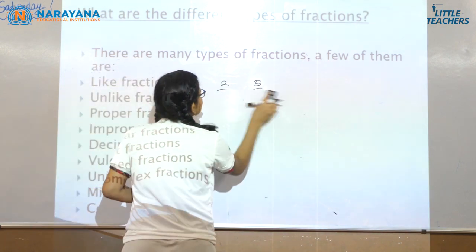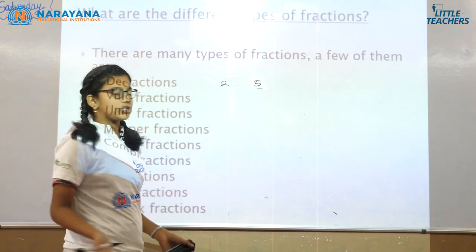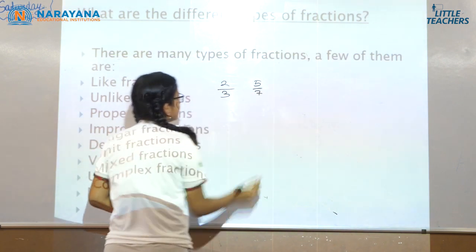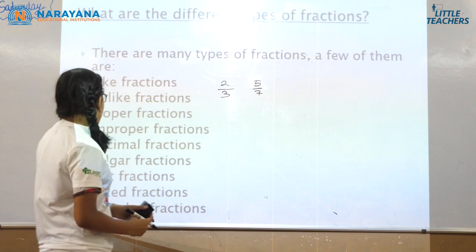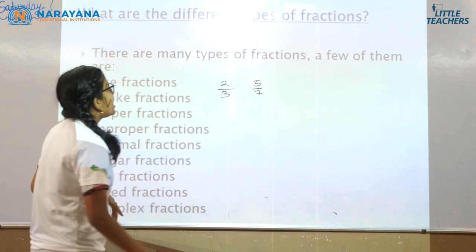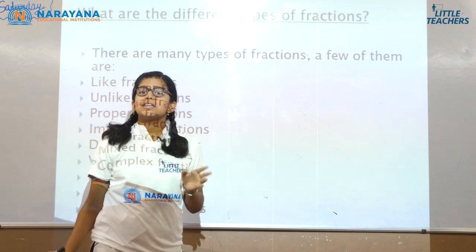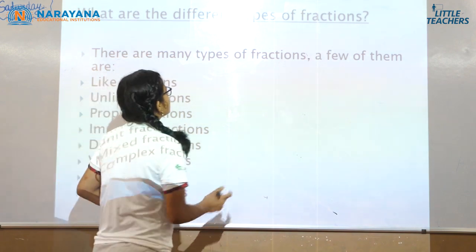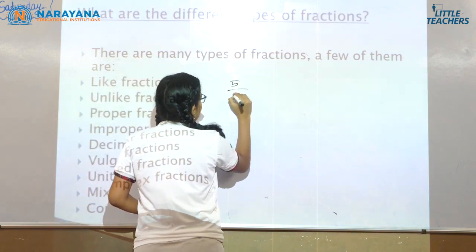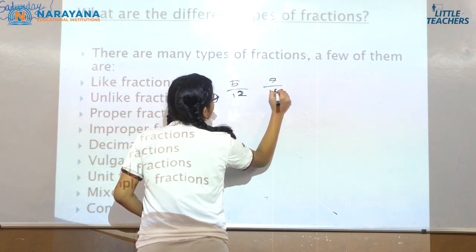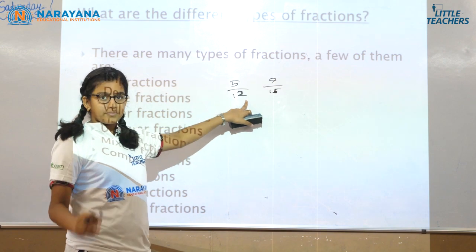Next, unlike fractions means when the denominators are different. So, if I take 2 by 3 and 5 by 7, these are considered as unlike fractions. Next, we have proper fractions. Now, in a proper fraction, the numerator is always lesser than the denominator. So, if I take 5 by 12 and 7 by 15, these are considered as proper fractions.